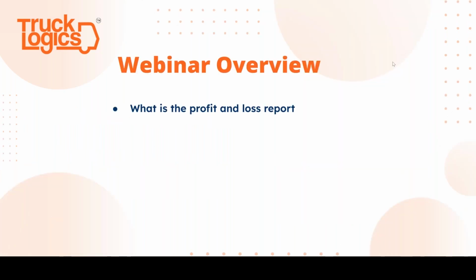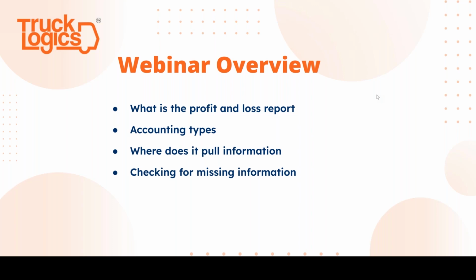In the webinar, what we're going to talk about today is what the profit and loss report is, the accounting types, where it pulls its information, checking for missing information, and a Q&A at the end. We'll cover what information it pulls from, like where in the account it takes the information, and some common questions like checking for missing information, how to determine if the numbers are correct, and where you need to update your information if they're not.